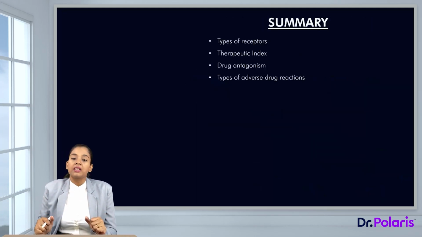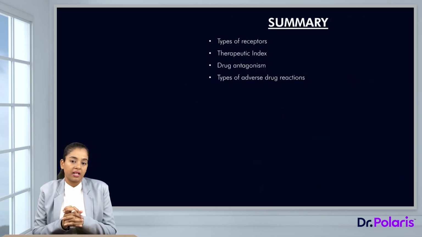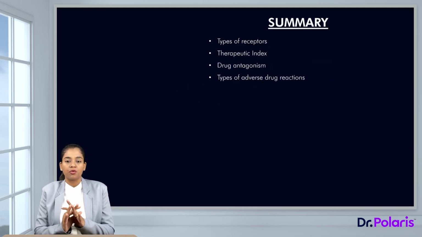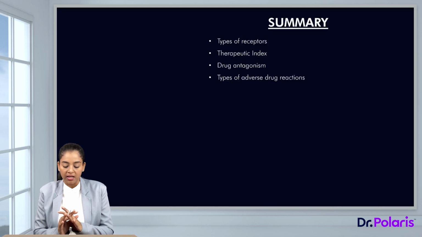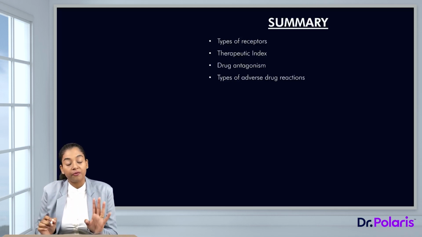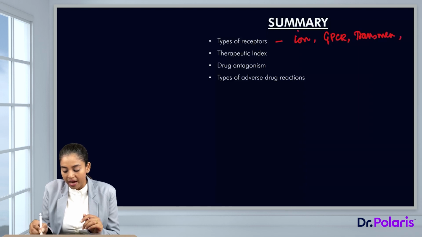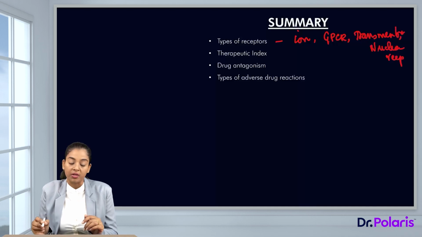So to summarize, in this chapter, the most important questions that can be asked are on drug antagonism and adverse drug reactions. These are the most common types of questions. Types of receptors: there are 4 types: ion channels, GPCR, G protein coupled receptors, transmembrane receptors, and nuclear receptors. Therapeutic index can be a short note.